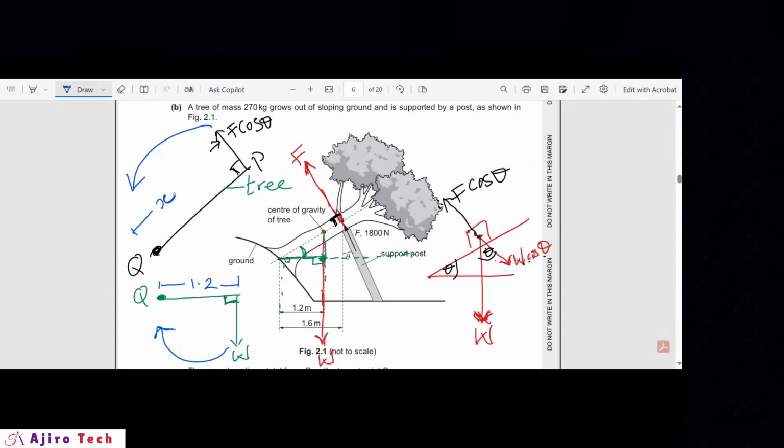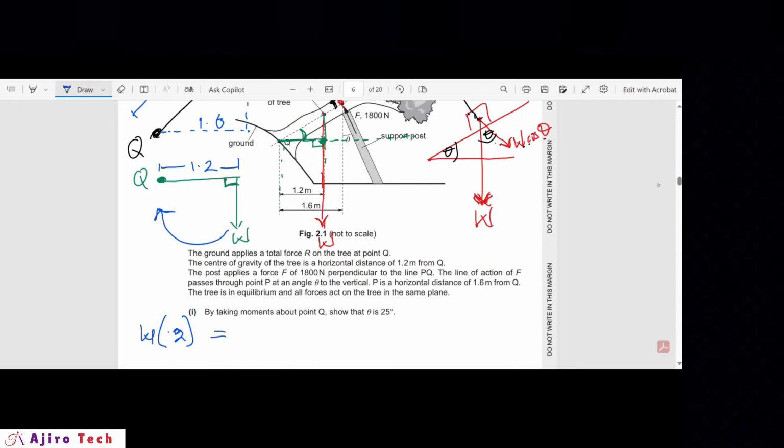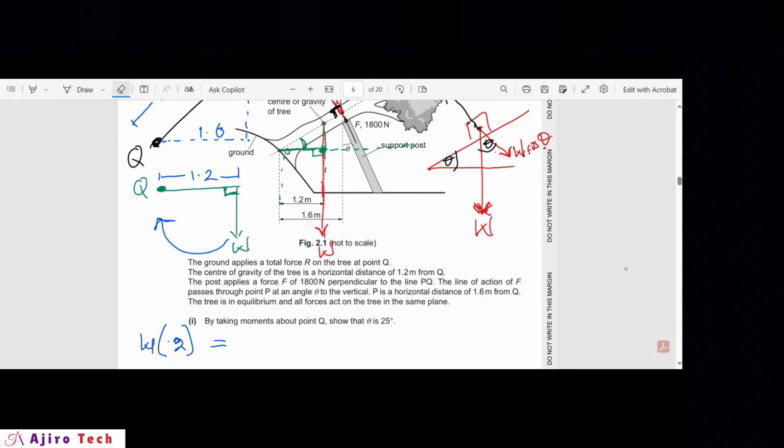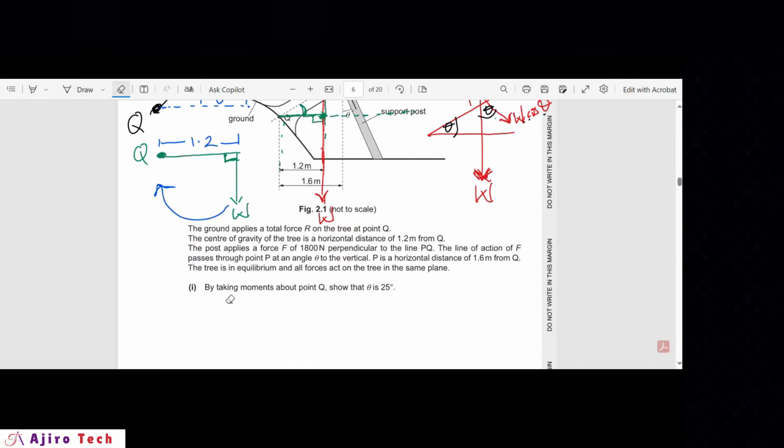Let me call the distance here X. We need to know that it is this horizontal one, from here to here, that is 1.6 meter. So I need to know the perpendicular distance X. So let's first of all calculate that.